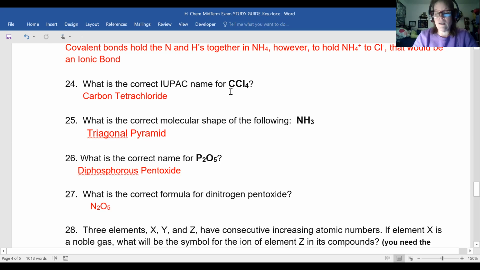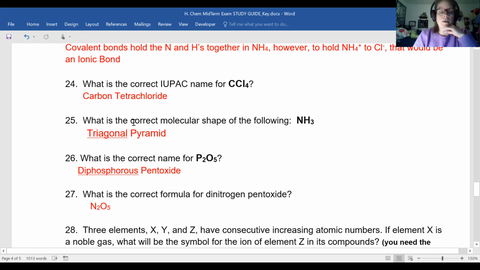Remember, mono, di, tri, tetra, those are the prefixes you would be using. There's just one carbon, but when you're naming that first molecule, you don't put mono on it. So we leave the mono off. So it's just carbon. And then there are 4 chlorines. So that's tetra for the 4 part, and it's chloride. So carbon tetrachloride.